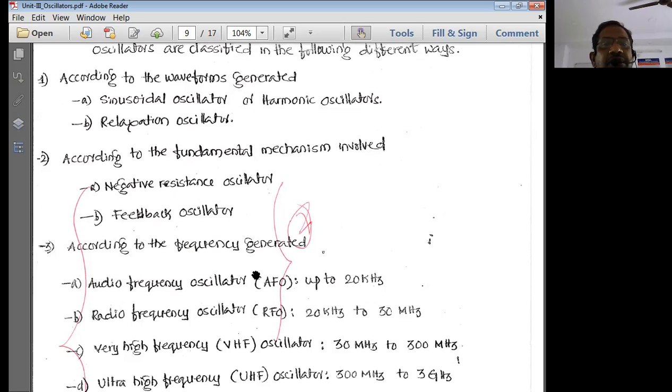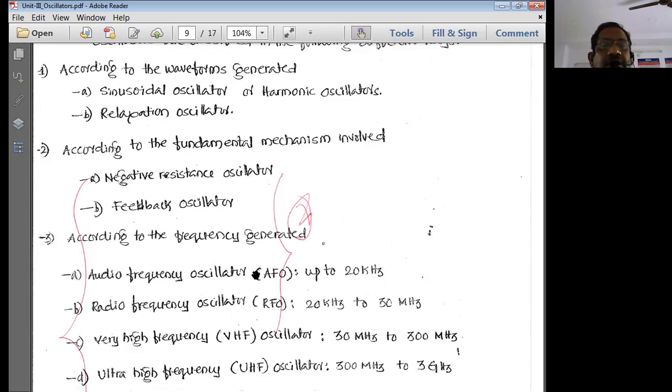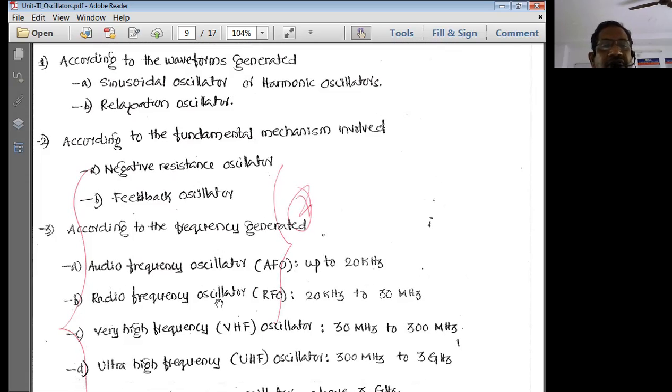Next is based on the fundamental mechanism of operation involved, whether the oscillator is designed based on the feedback operation or negative resistance type of operation. Accordingly, we define them as negative resistance oscillators and positive resistance oscillators.